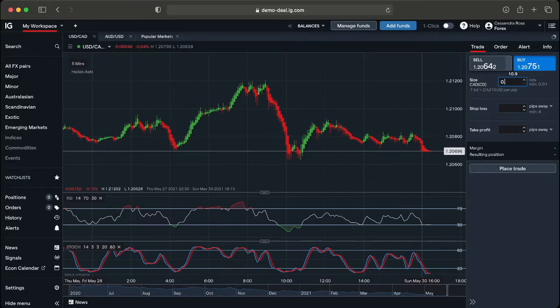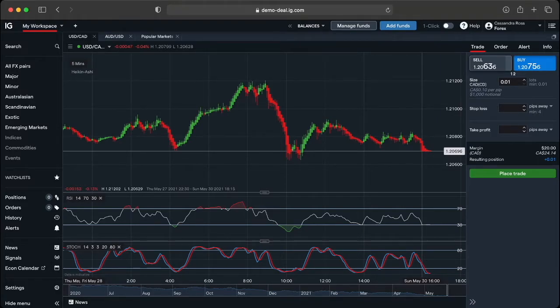Then we have 0.01. Now this is the minimum that IG Forex will do, and that is called a micro lot. And what this is, you'll get 10 cents per pip movement. Doesn't seem like a lot, but it does add up, especially if you're continuously going in and out of trades.